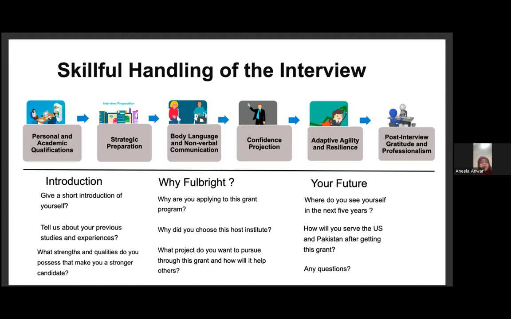I say maintain good posture, eye contact, and speak very clearly and confidently as well. So for adaptive agility and resilience, demonstrate an understanding of cultural difference and openness to learning from diverse perspectives. And this will definitely enable you to thrive in dynamic and ever-changing situations as well.